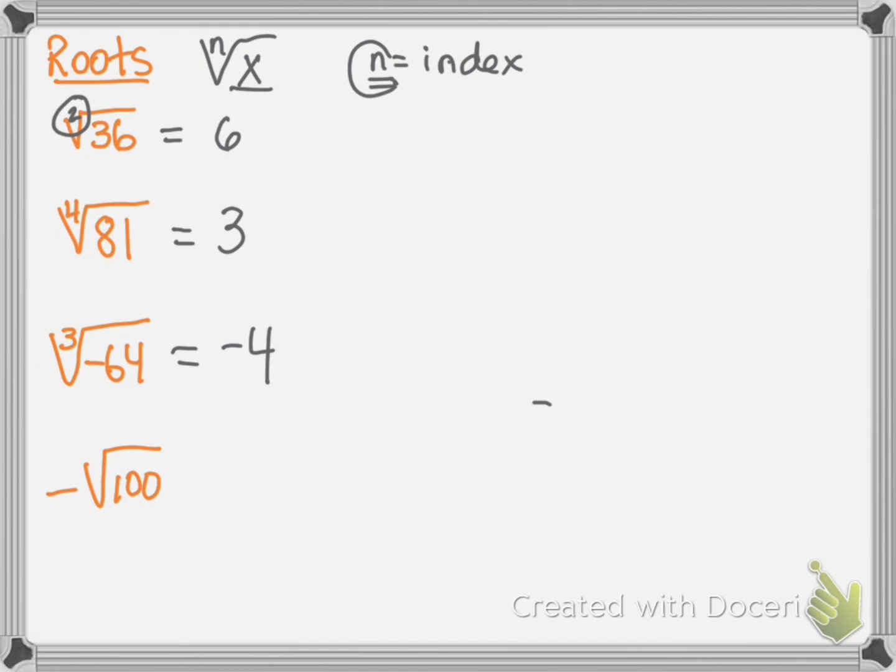Now notice in this case, we have a negative in front of the square root. And that's just going to tell me that I have to find the square root of 100, which is 10, and put the negative in front.